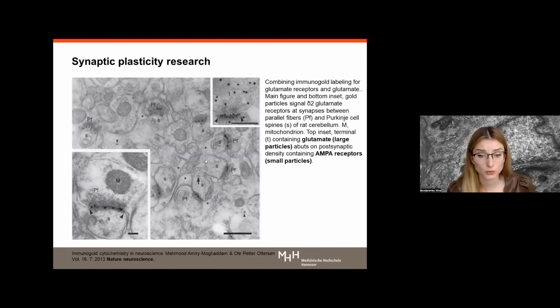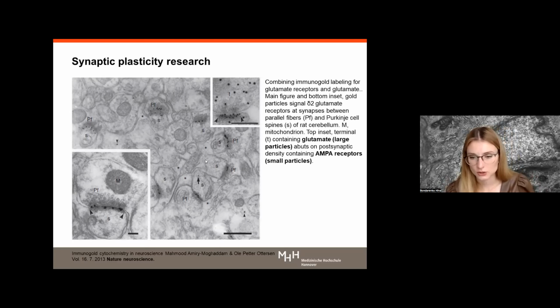Transmission electron microscopy is quite useful for synaptic plasticity research. Here you can find combined immunoglobulin labeling for the glutamate receptors, and you can even use double immunoglobulin labeling. What does it mean? When you choose different sizes of particles for highlighting different antigens, only size or shape can be used for differentiation of different antigens.